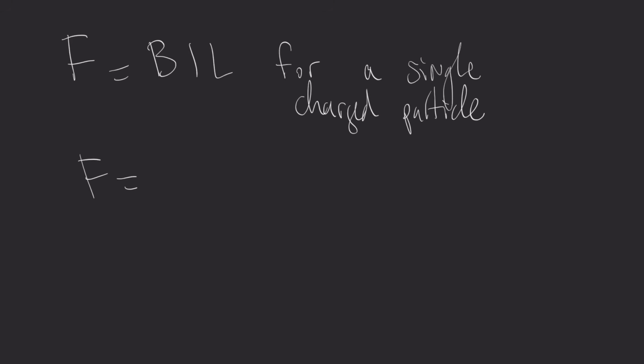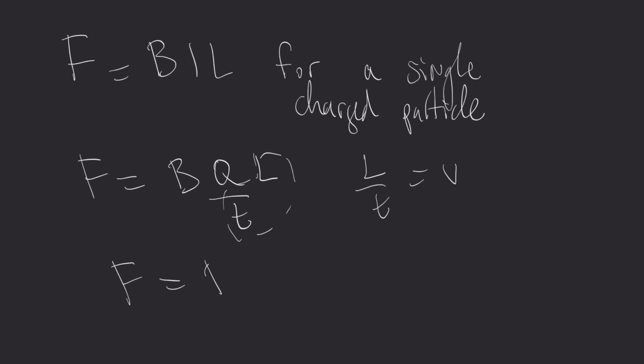This next one is nice and simple, but if we start off with F is equal to BIL for a single charged particle, what we're going to get is that F will be B, the amount of charge per unit time, multiplied by L. But then this quantity here, L over t, is just the speed. So the force on a charged particle will be BQ multiplied by the velocity v.